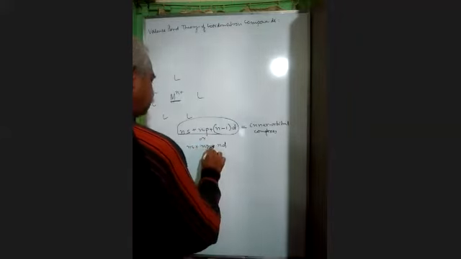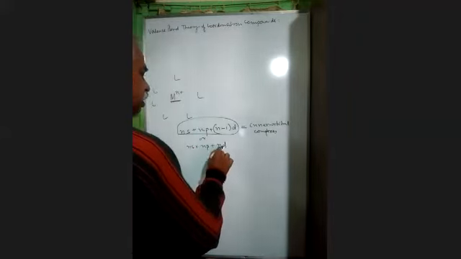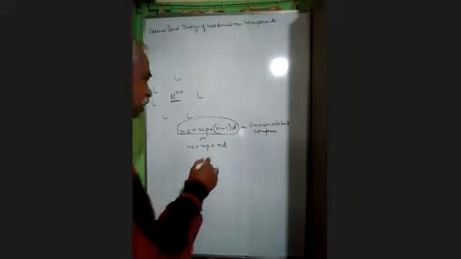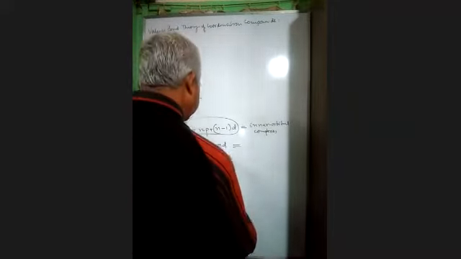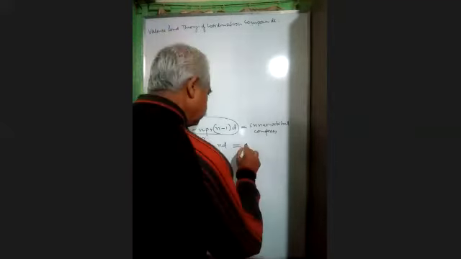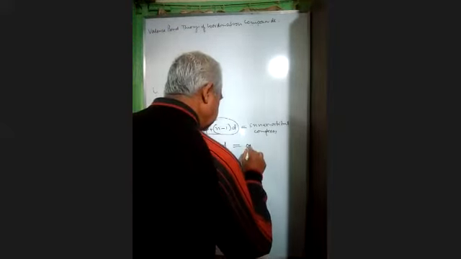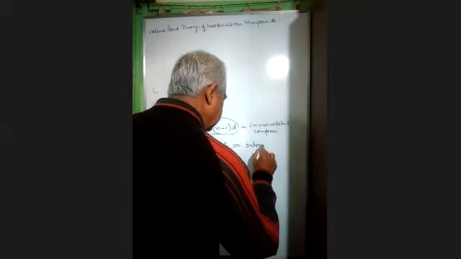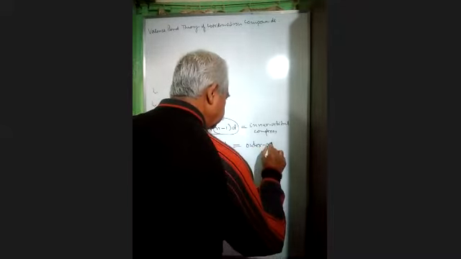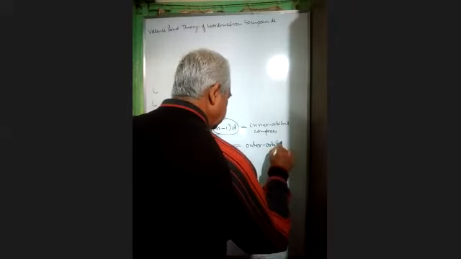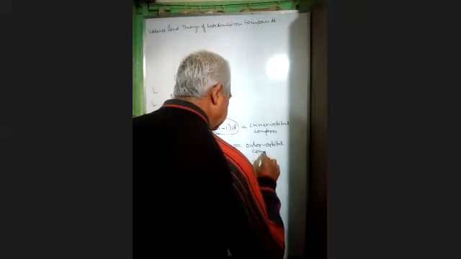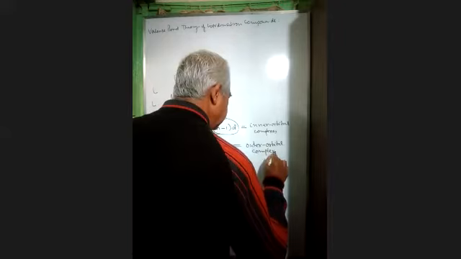And if the inner d orbitals could not be made free, then they take the help of the outer d orbitals and form the complex which is known as outer orbital complexes.